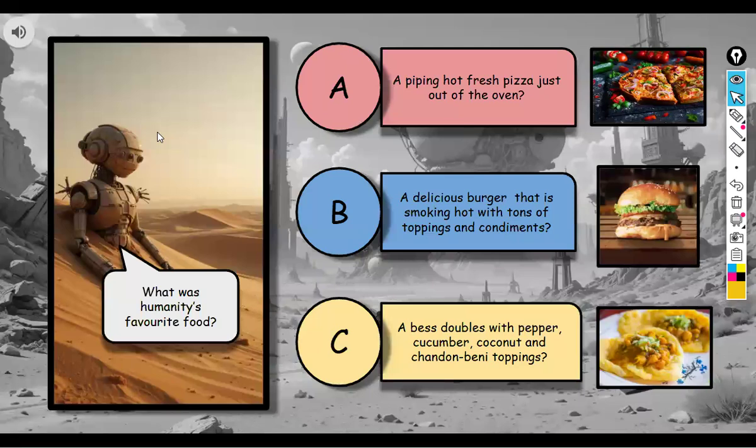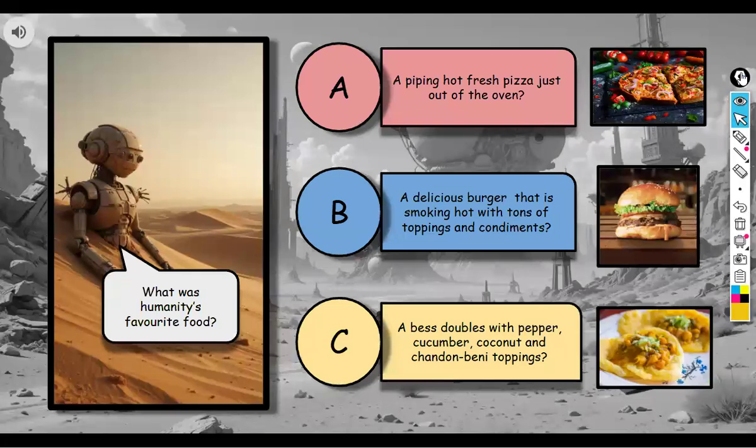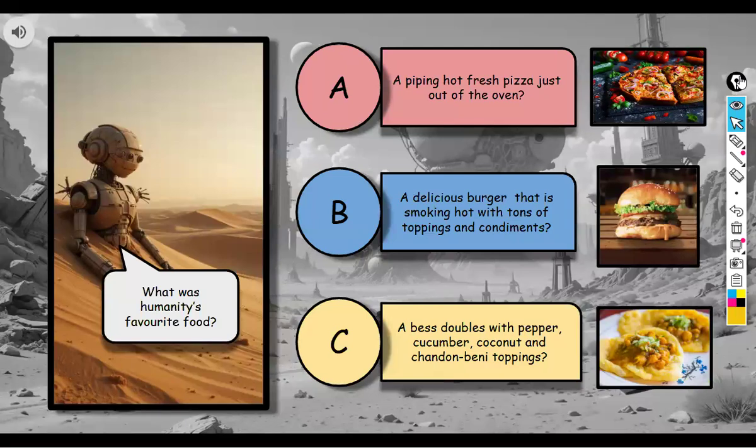Now, if you are part of the most popular vote, you get 10 points. If you're second, 5 points. And if it's the least popular, you get 1. So it's 10, 5, and 1. But you have to be honest on which one when it's time to assign the points. So take a good look at all the options and decide which one, in your opinion, was humanity's favorite food. You can choose it based on what you're feeling right now.